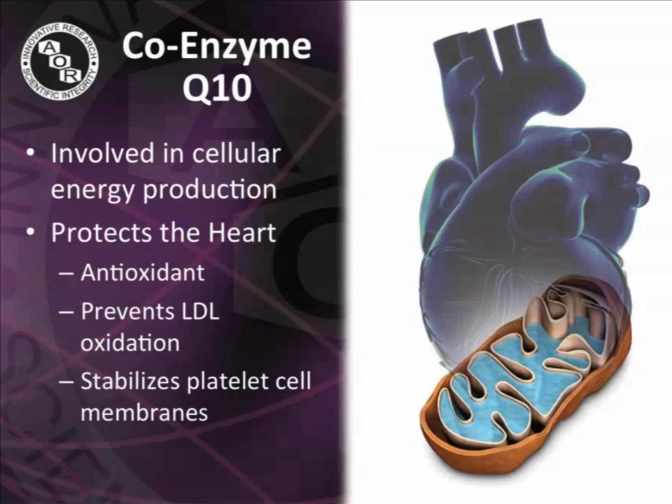Just as we talked about before, for the mitochondria right here, it's able to help with cellular energy production, able to protect the heart, and prevent LDL oxidation, so it helps with cholesterol. It also stabilizes platelet cell membranes, the little cells that float around in our blood that are trying to clot. In terms of a dose, the dose to start is usually anywhere between 100 to 200 milligrams per day, or depending on body size, about 2 milligrams per kilogram of body weight.